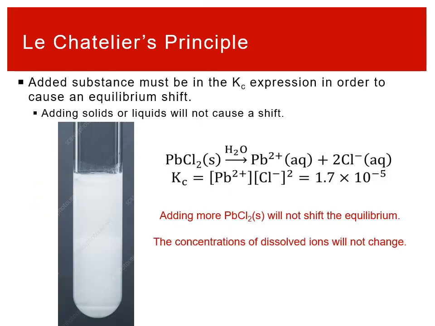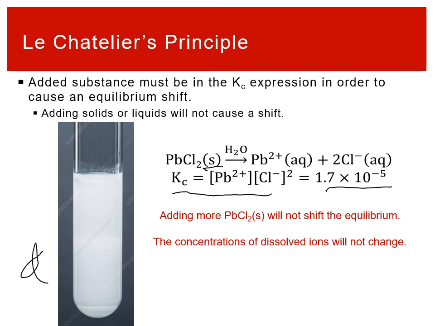I can also use this idea to think about what would happen if I add something that's not in the equilibrium constant. So for example, dissolving lead chloride. I know that this tends to not really go to products. There's not a lot of product that's formed, but some is formed. If I add more solid reactant, I'm not going to dissolve any more, because I add more solid reactant, Kc equilibrium hasn't changed.